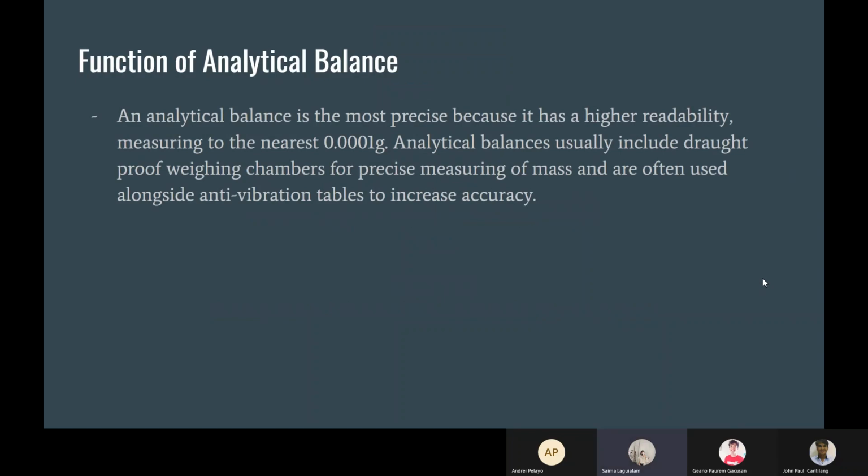Function of analytical balance. An analytical balance is the most precise because it has a higher readability, measuring to the nearest 0.001 grams. Analytical balances usually include draft-proof weighing chambers for precise measuring of mass and are often used alongside anti-vibration tables to increase accuracy.